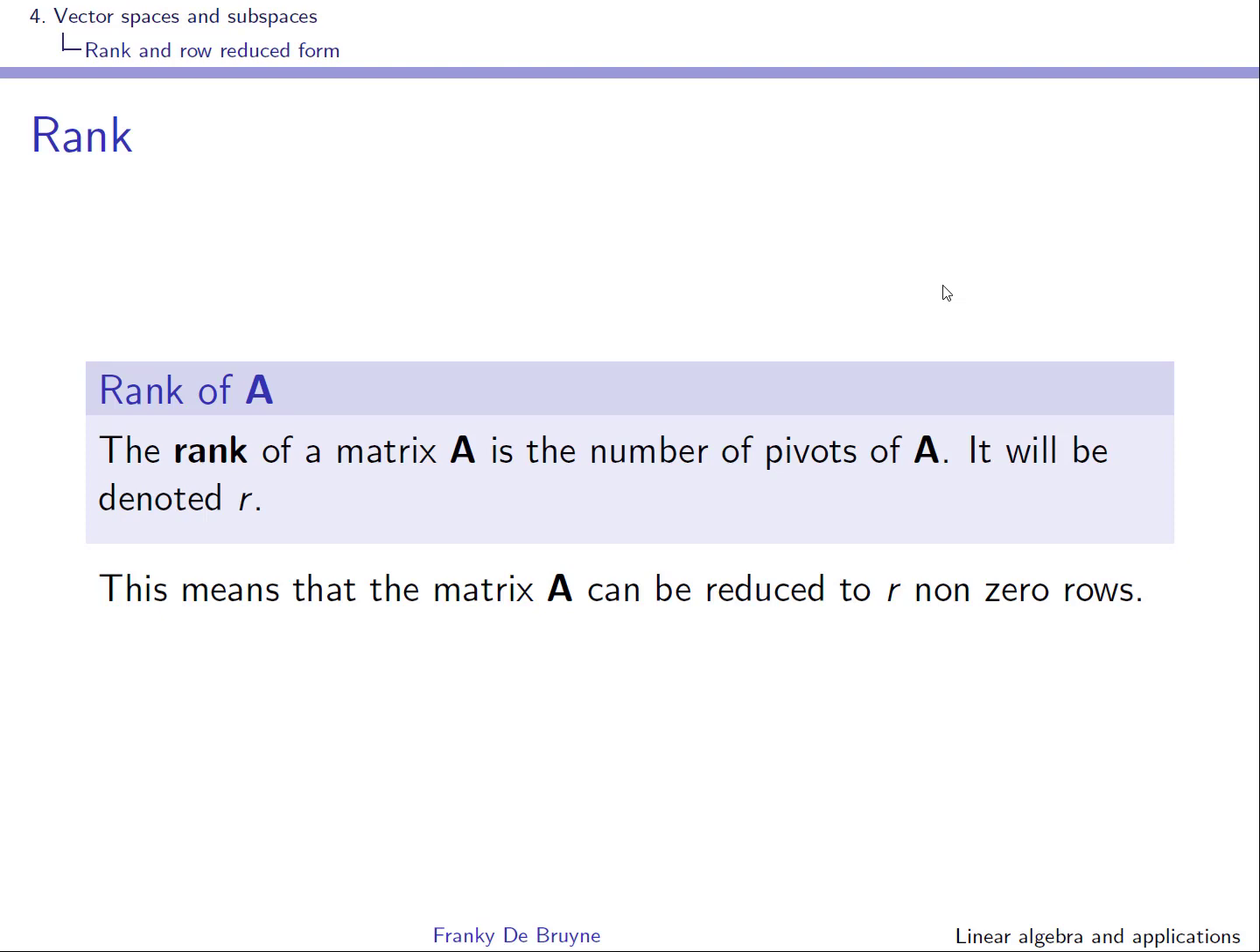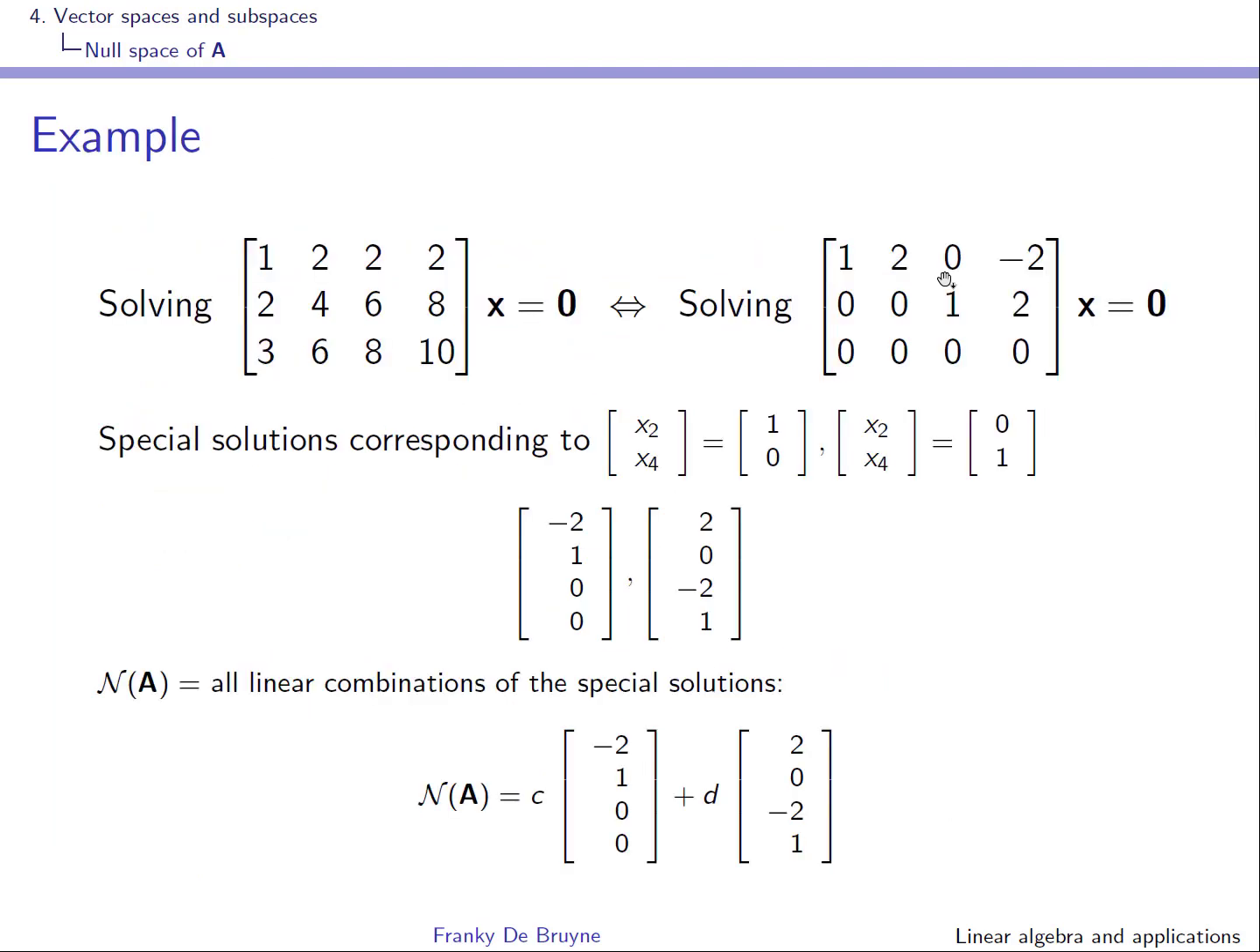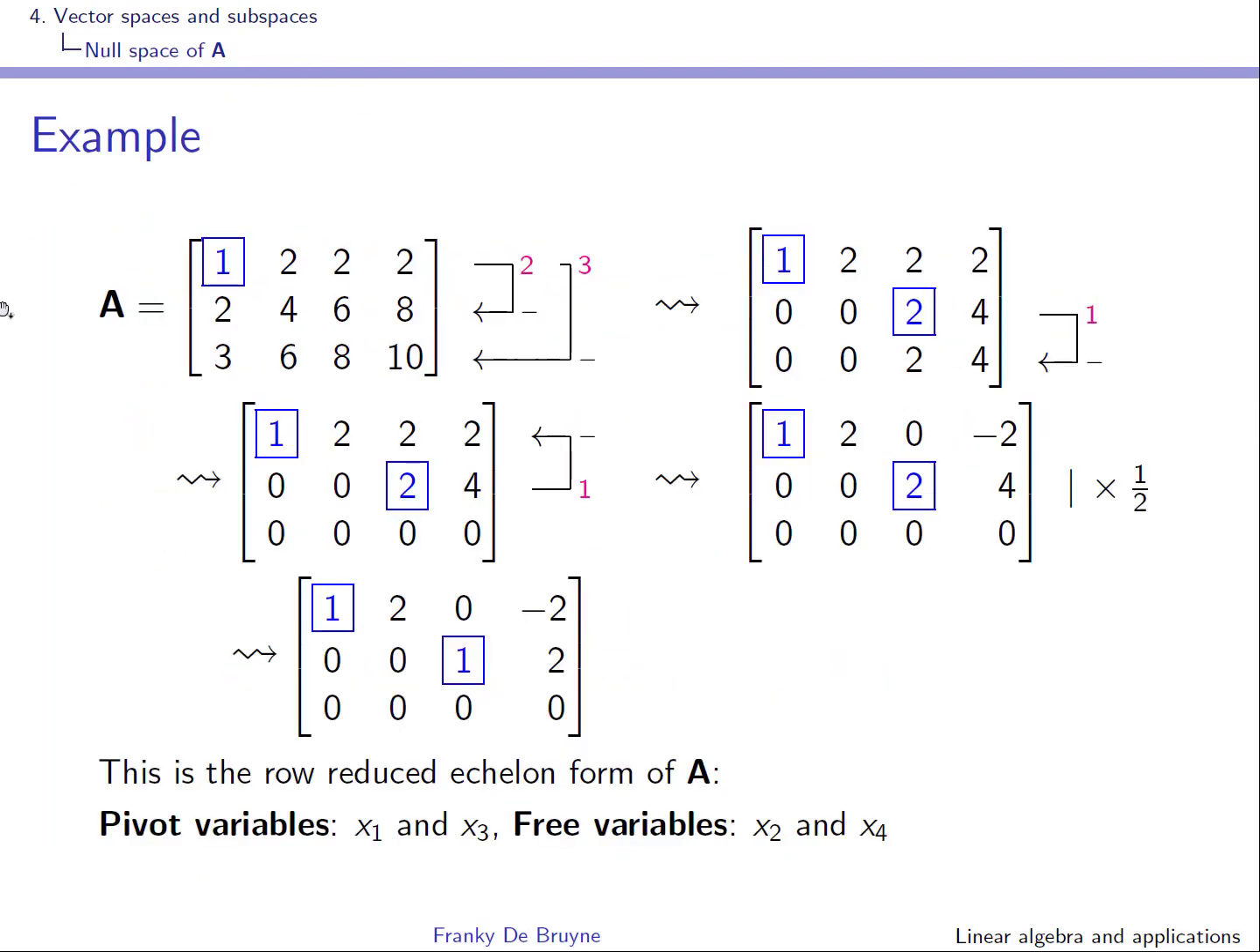This means that the matrix can be reduced to R non-zero rows. So if we come back to the example that we treated previously, here it is, and we ask ourselves what is the rank of the matrix A, we see here that it is 2. There are 2 non-zero pivots. Okay, this means that the matrix can be reduced, as you can see, to row reduced echelon form with 2 non-zero lines. It also means that we can find at most 2 independent rows and at most 2 independent columns.